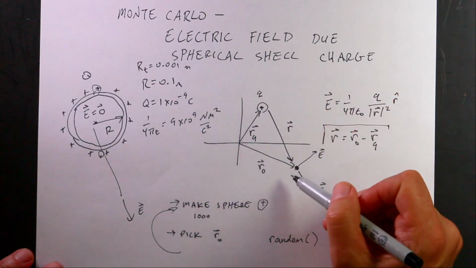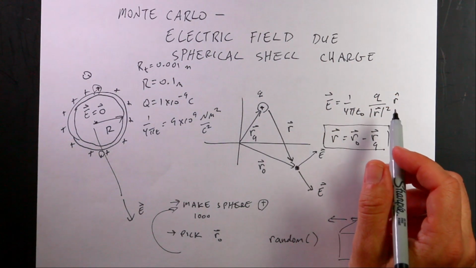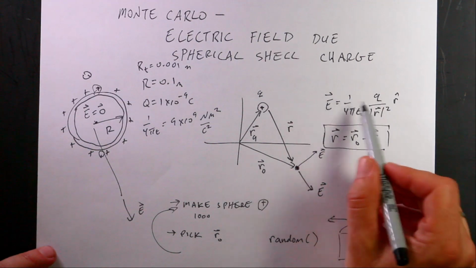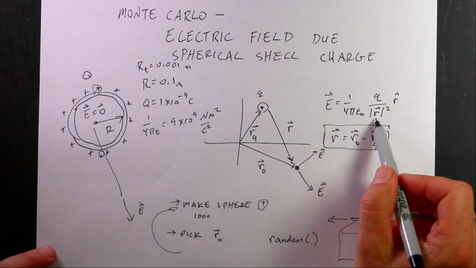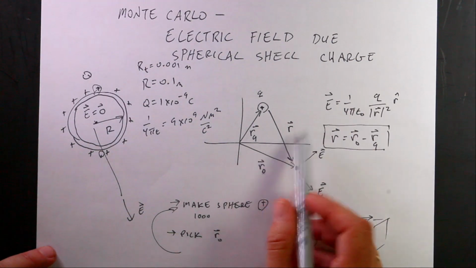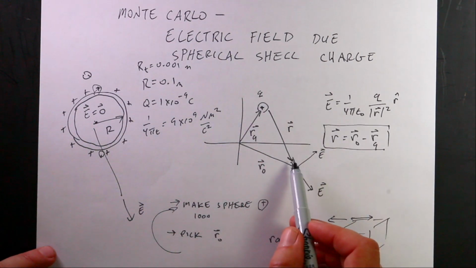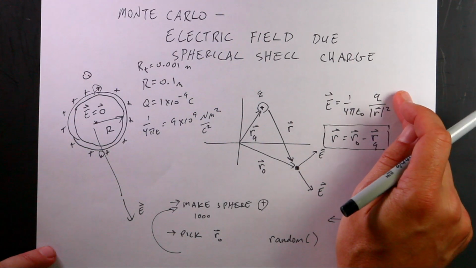With that, I can use the following definition for the electric field due to a point charge. The electric field E is 1 over 4 pi epsilon naught, Q over R squared, where that's the magnitude of R squared. You can't take the square of a vector, so you find the magnitude of that vector. And then you have to multiply by this unit vector R hat. If you don't do that, you just get a scalar value.